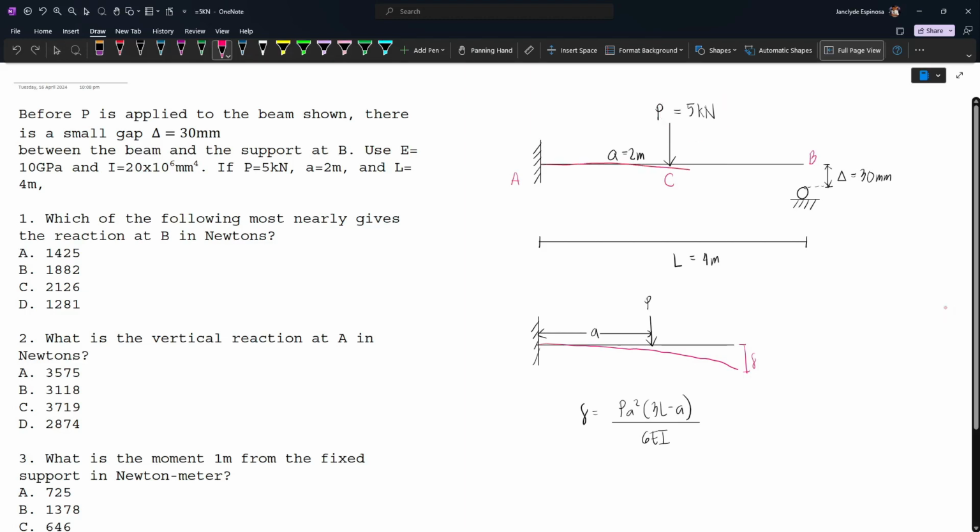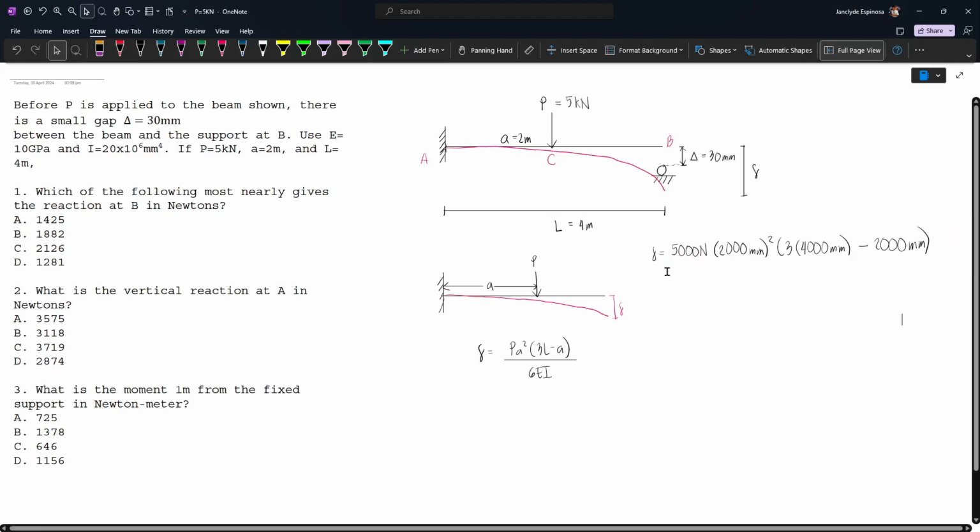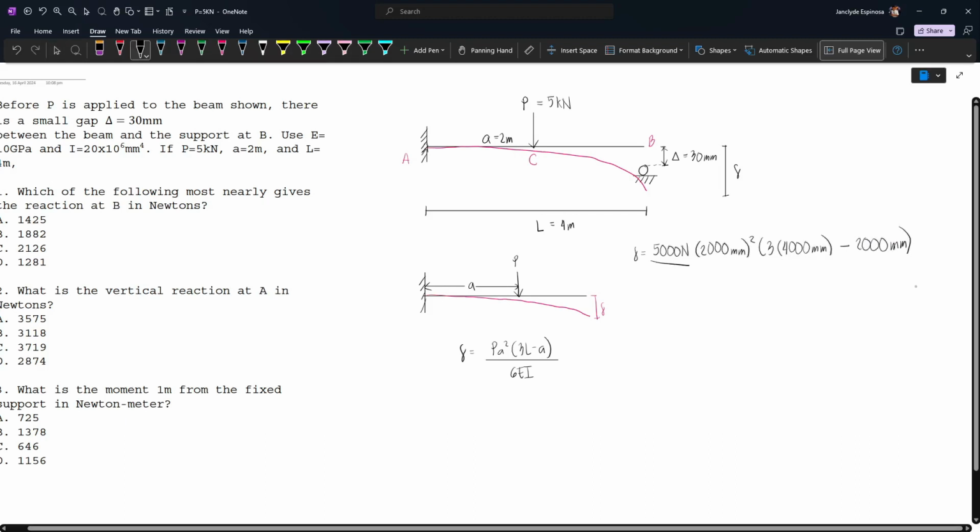Now, we will just assume that the beam goes past the roller support, like this. And so, let's solve this deflection due to the load P. Using this formula, we have P, which is 5,000 newtons. Again, we'll convert all distances and forces into mm and newtons, respectively. So, this is 5,000 newtons times A, which is 2 meters, equivalent to 2,000 mm, squared, times 3L minus A, wherein L is 4 meters, so this is 4,000 mm minus A, which is 2,000 mm. You also have the option to convert everything at the end, but this is what I will use. So, this is divided by 6EI.